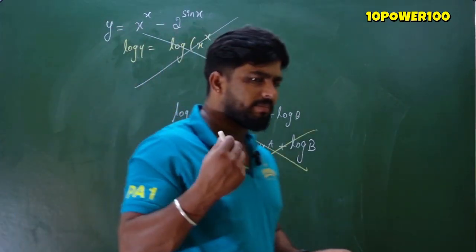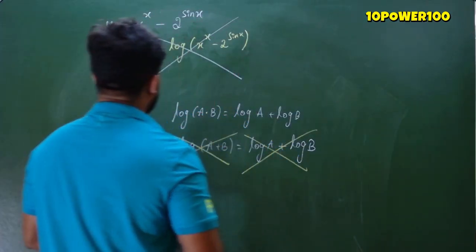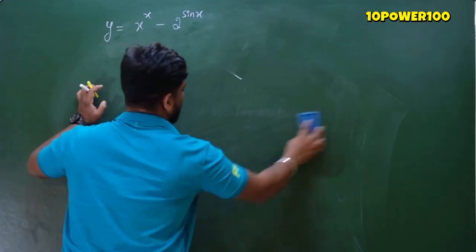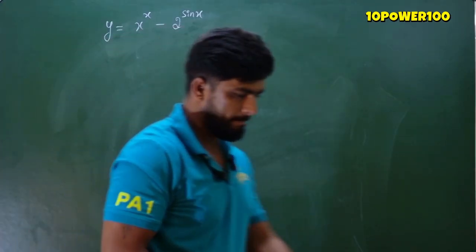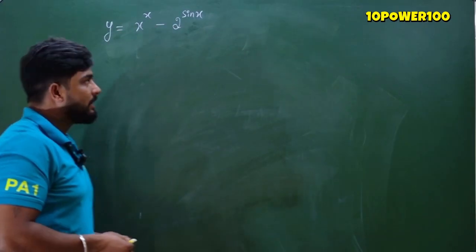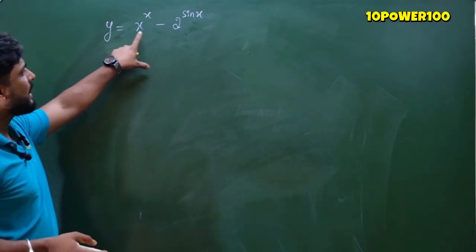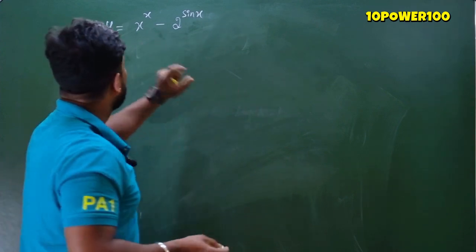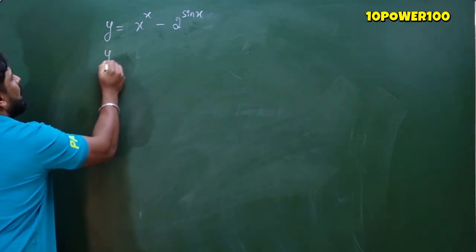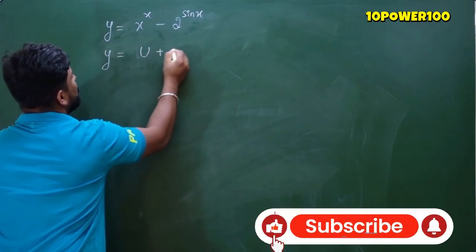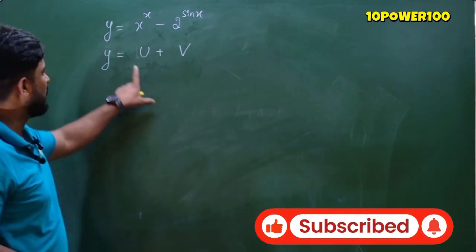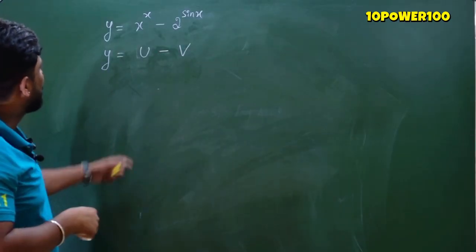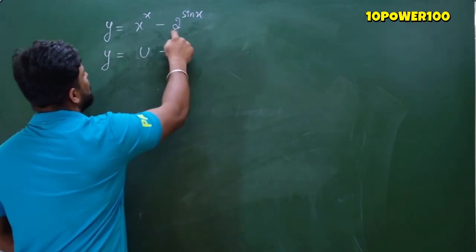So there is a small difference here. So the difference is, I'll tell you. Okay, it's very simple. Whenever two power functions are separated by minus or plus, take two different variables. So here I'll take y is equal to u plus v, very simple. So u has a minus here, so let's take minus only. Okay, u minus v. You now know that u is x to the power x and v is 2 to the power sin x.